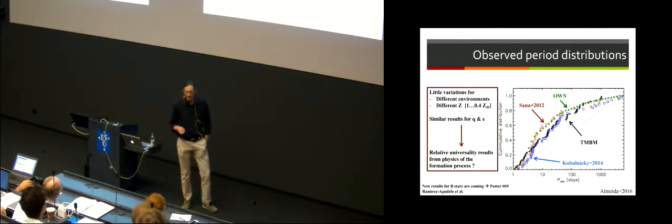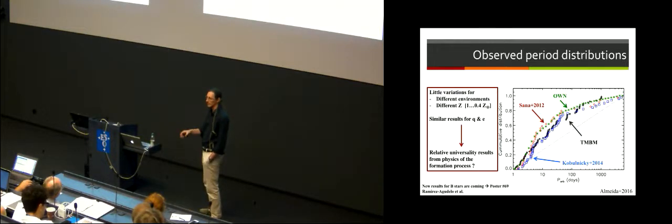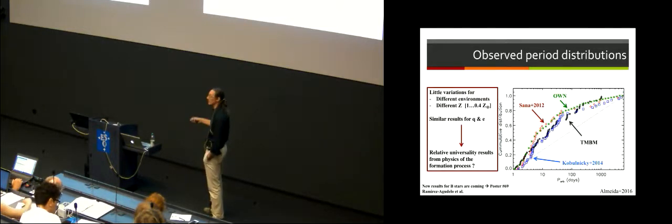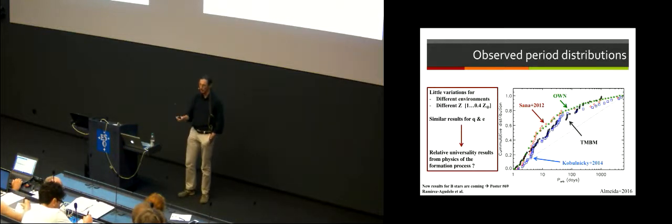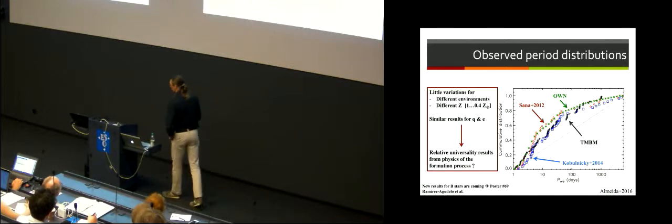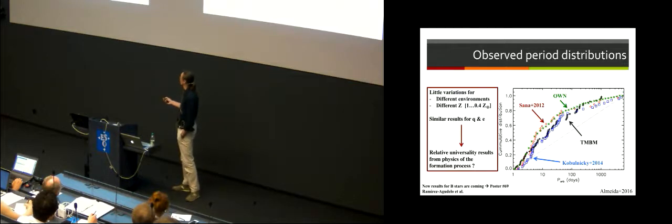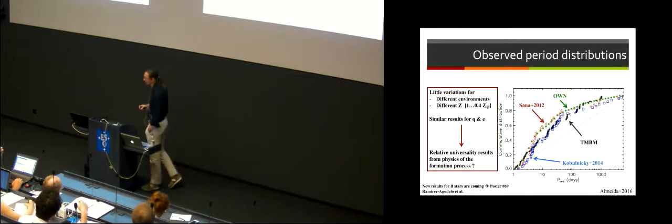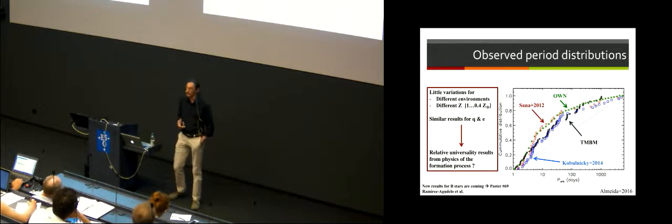So what we see is that there's not much variation between different environments, the galaxy and the 30 Doradus region in the LMC. With different metallicity, I know there's not a huge metallicity difference, but it's the first indication that, at least in that small range of metallicity, nothing dramatic is changing. I've only shown the period distribution, but if you look at the mass ratio and eccentricity distributions, there's no indication that they should be different either. So what we find is a relative universality of the binary properties, and to me, this indicates that those binary properties are set during the formation process.